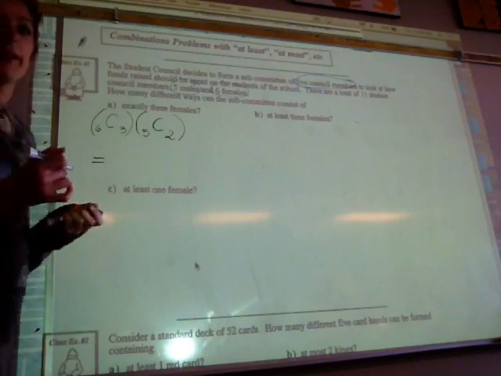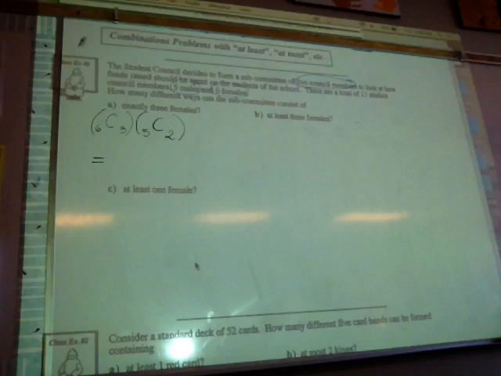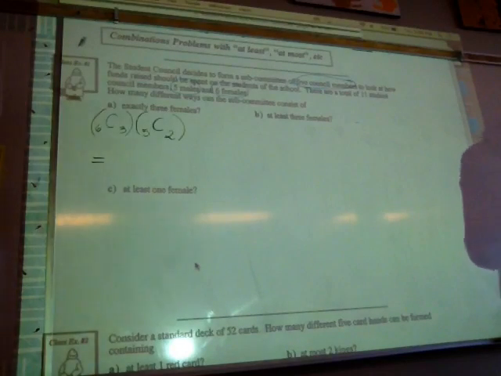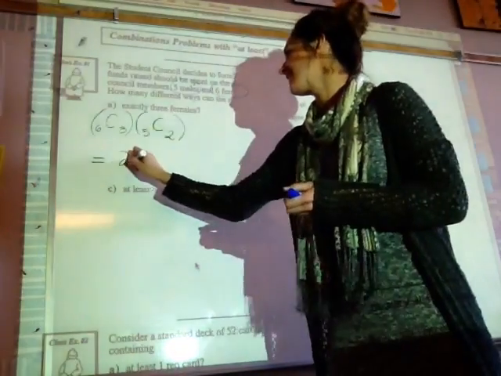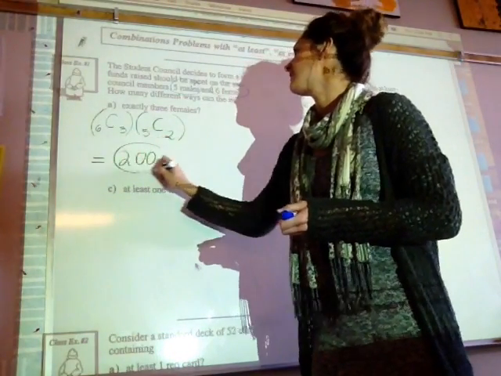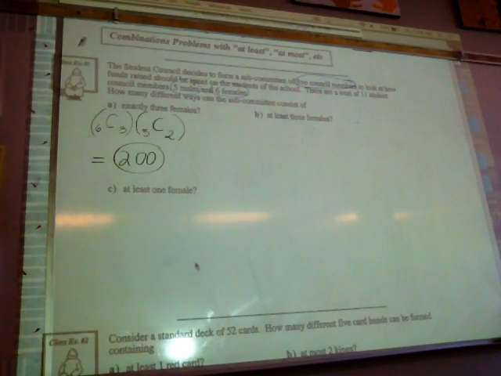We just have to multiply that through. What's that equal, Brett? Brett's my checker. You got it, 200. There you go. So 200 different ways we can have exactly 3 females and 2 males.